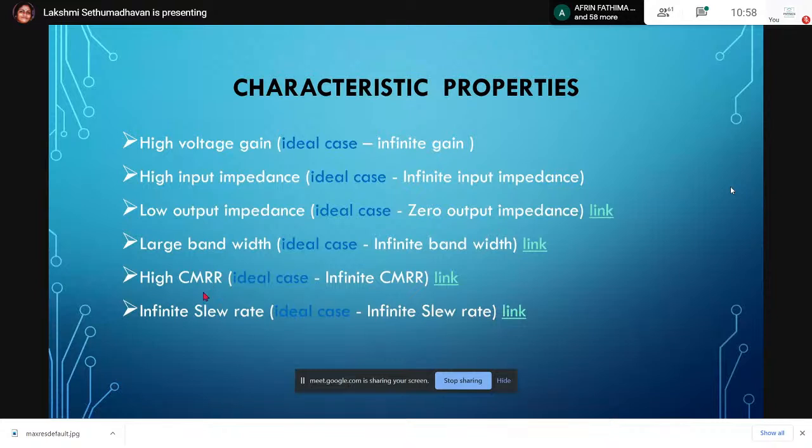Now, coming to the next point, infinite slew rate. Now, the question is, what is slew rate? You expect infinite slew rate ideally, or here I should have put it as high slew rate. Please excuse me. High slew rate. Here, ideally, infinite slew rate.